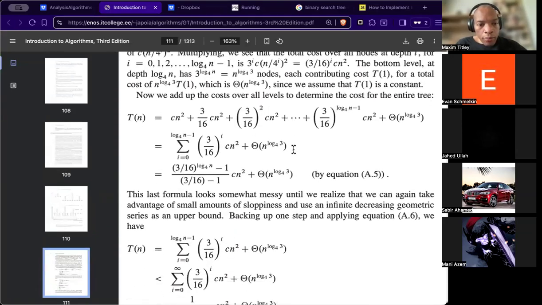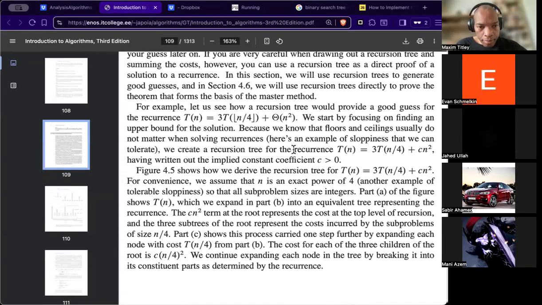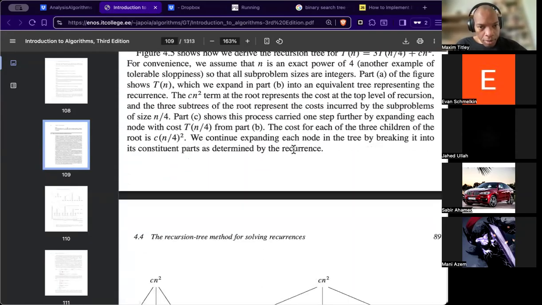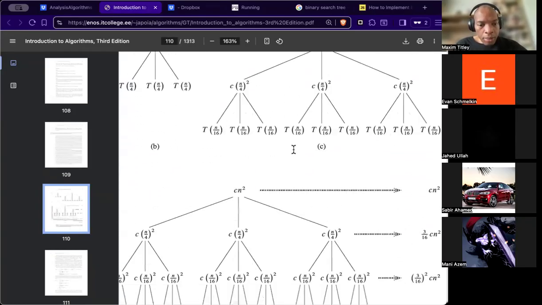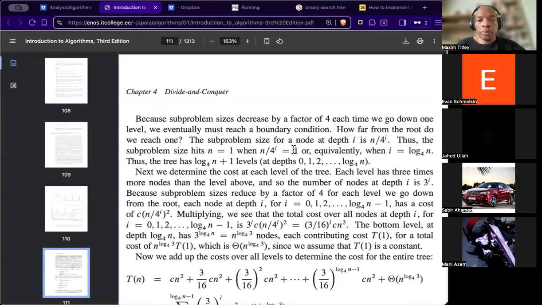We had that part with the n over 4 to the i. Let me just go back and read it again. Let me pull it out, and that way I can use the concrete example instead of abstraction. Okay. The subproblem size hits n equals 1 or constant, right? When n over 4 to the i equals 1. So now here's the thing. They said that we're trying to have n be divisible by 4, just to make it easier.